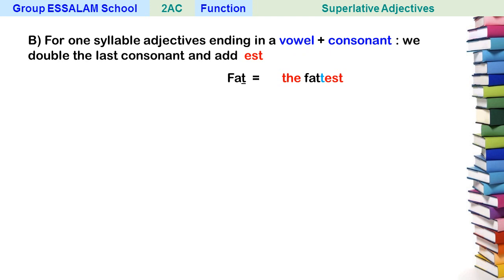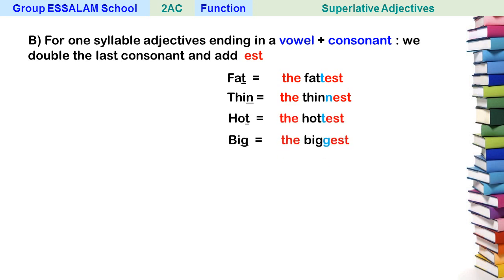Fat, the fattest. Thin, the thinnest. So thin means slim, or it is the opposite of fat. Is it okay? So thin, the thinnest. Hot, the hottest. Big, the biggest.